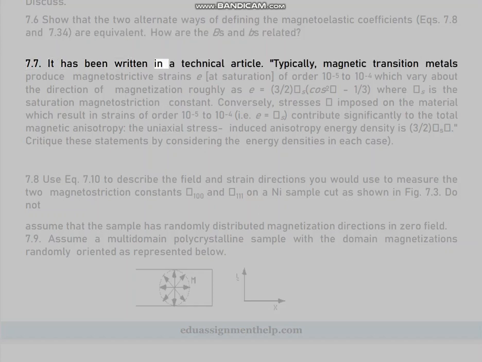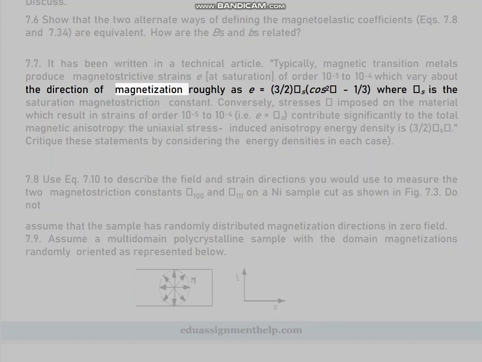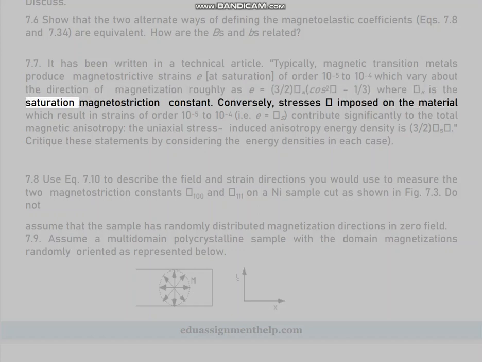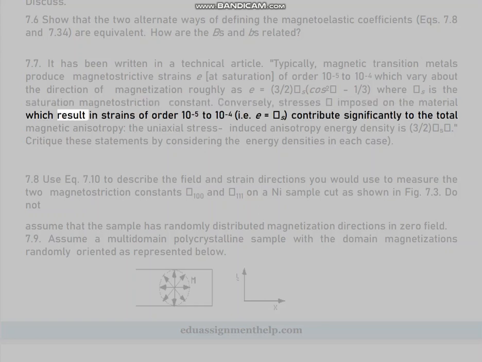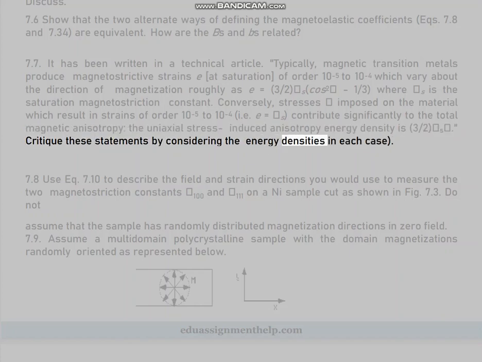7.7. It has been written in a technical article: Typically, magnetic transition metals produce magnetostrictive strains ε, at saturation, of order 10^-5 to 10^-4, which vary about the direction of magnetization roughly as ε equals 3/2 λS (cos²θ − 1/3), where λS is the saturation magnetostriction constant. Conversely, stresses imposed on the material which result in strains of order 10^-5 to 10^-4, i.e. ε equals λS, contribute significantly to the total magnetic anisotropy. The uniaxial stress-induced anisotropy energy density is 3/2 λSσ. Critique these statements by considering the energy densities in each case.